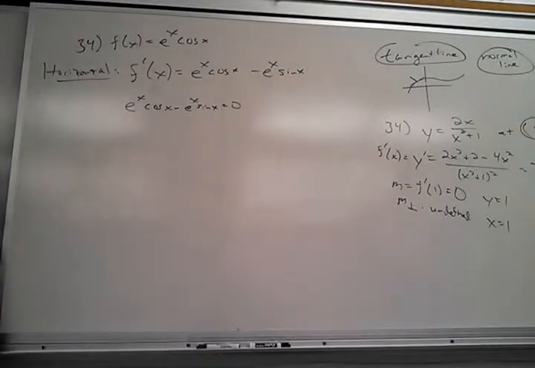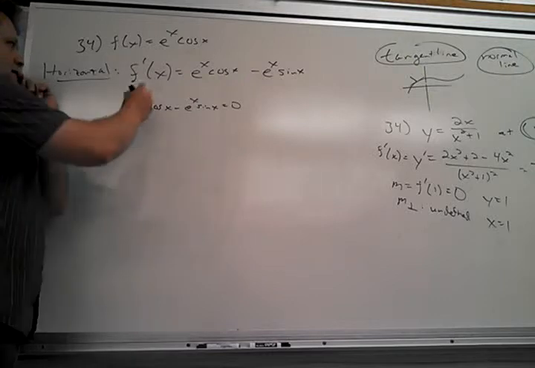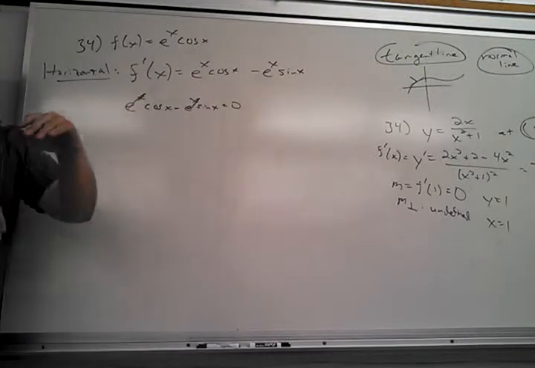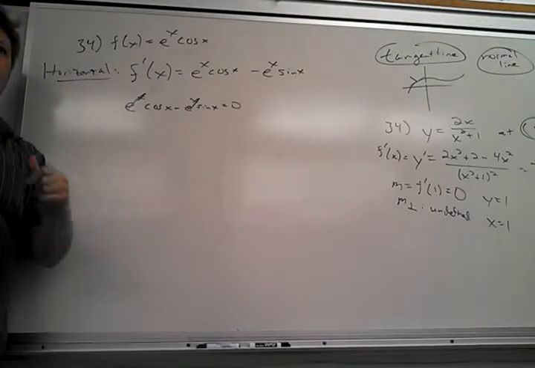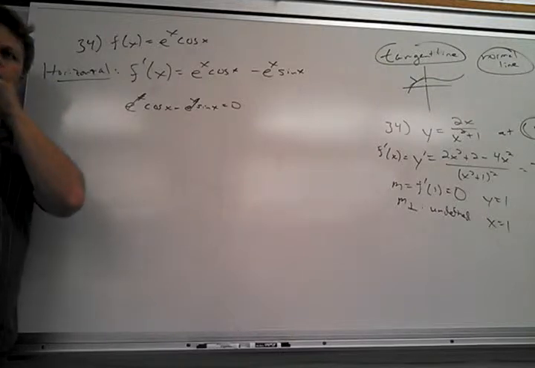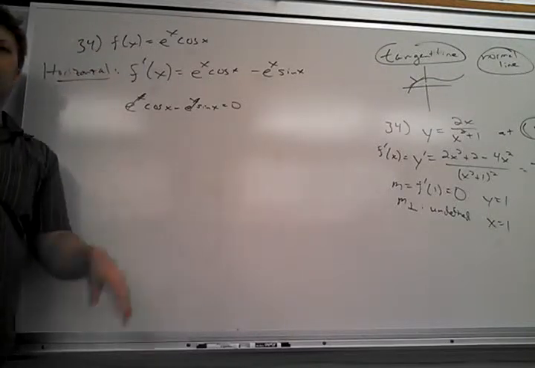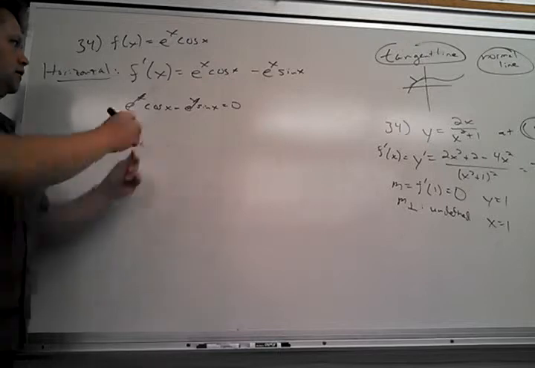Now let's take e to the x common. E to the x is common between those two. I can even kill it. Why can't I just divide by it? Because when you factor out, you said equals 0, it's not 0. E to the x can never be 0, so I'm allowed to divide by it whenever I feel it.